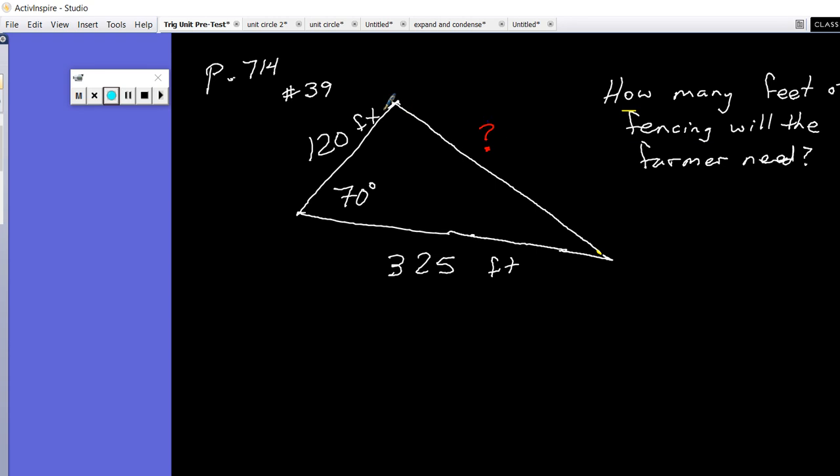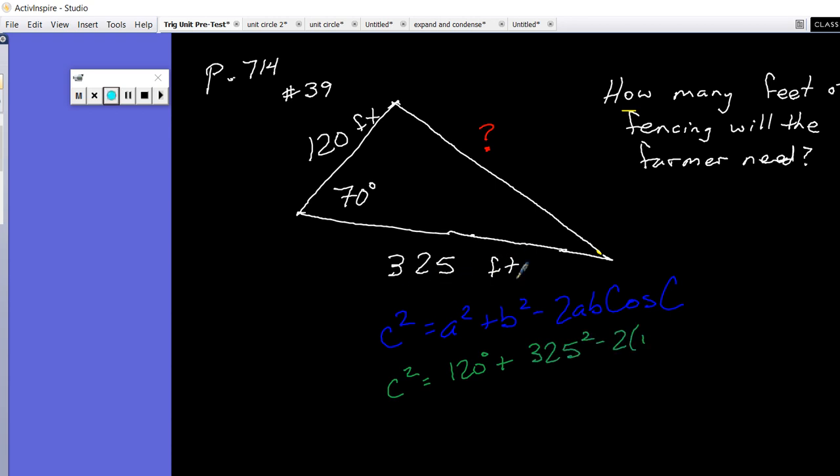So we need to find the missing side before we can add up all of the fencing. So this looks like that law of cosines problem again, where we have an angle, the two adjoining sides, but not the opposite side. So again, we will use c squared equals a squared plus b squared minus 2ab cosine of C. So c squared we don't know. a we'll call 120. b we will call 325. Minus 2 times 120 times 325 cosine of 70. So now I just type that into the calculator.